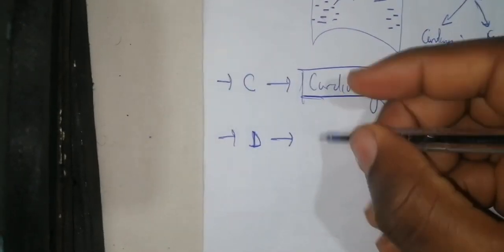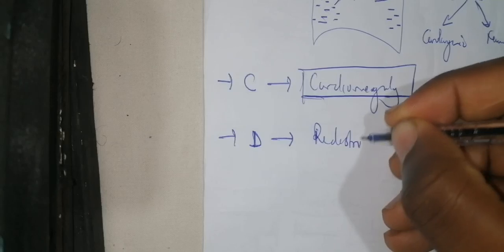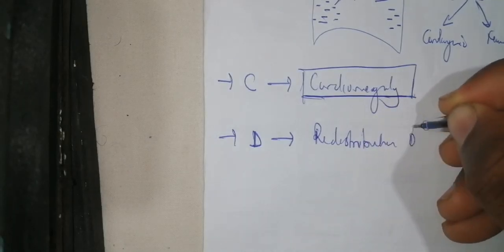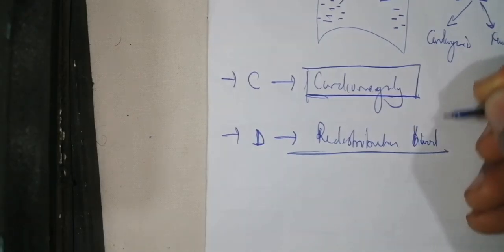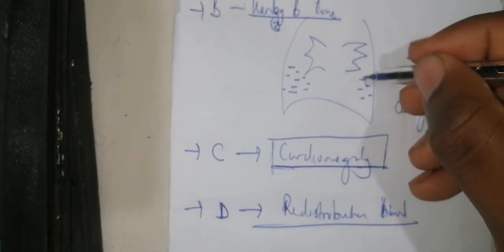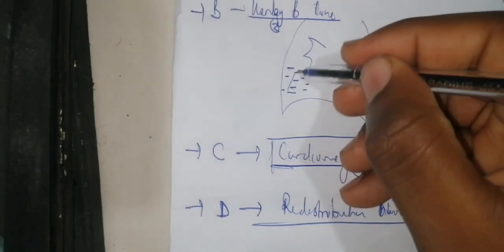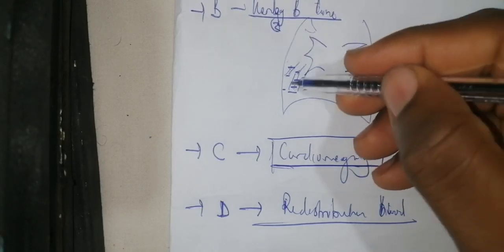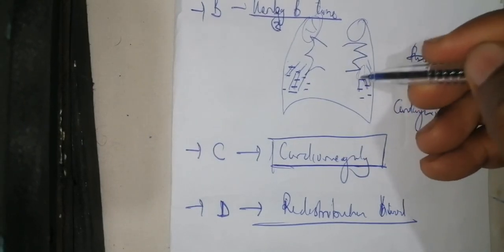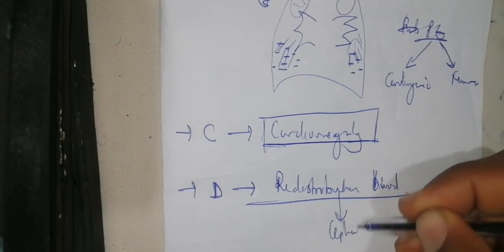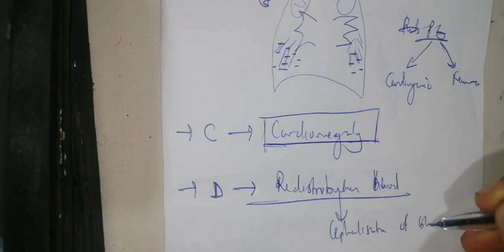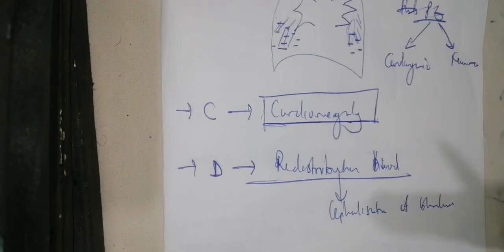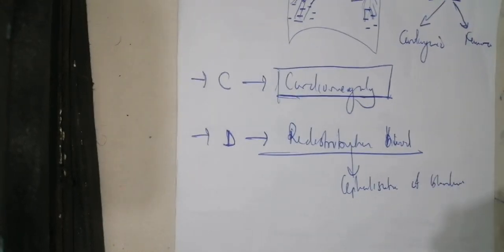D in pulmonary edema shows redistribution of blood vessels. The redistribution of blood vessels means that normally you have blood vessels located more down than up. But in the case of pulmonary edema, you have blood vessels located more up than down. It is also called the cephalization of blood vessels. So those are the things that you have to understand when you want to know pulmonary edema.